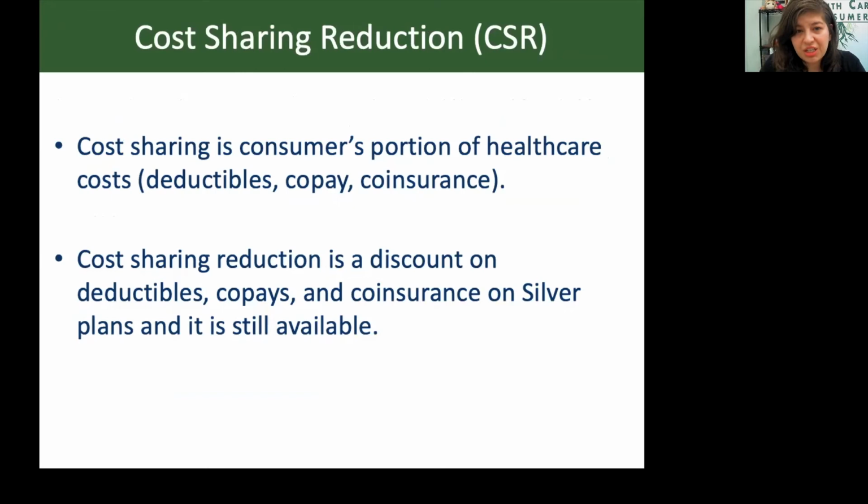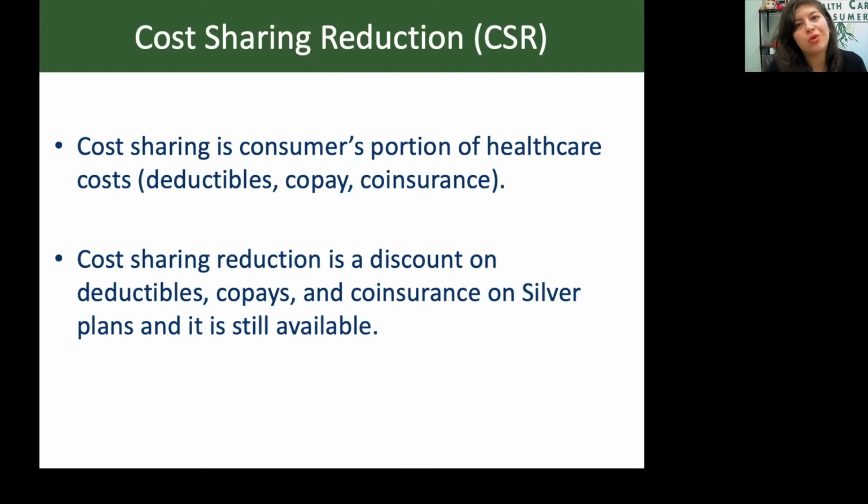Cost sharing reductions. Cost sharing is the part of health insurance where the consumer has to pay for healthcare costs. So that's why I keep saying deductibles, copay, co-insurance. When you're eligible for a cost sharing reduction, it discounts those specific parts of the health insurance plan: deductibles, copays, and co-insurance. And you can only get cost sharing reductions for silver plans.